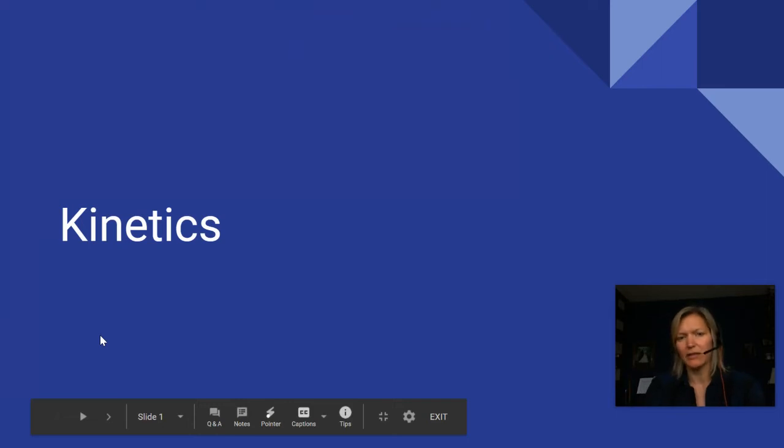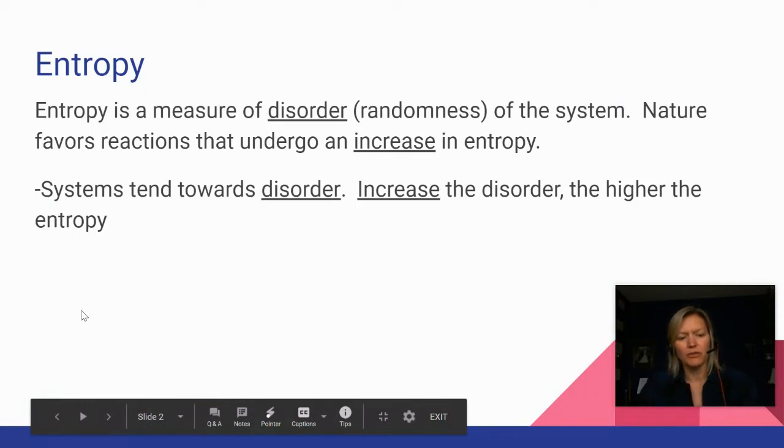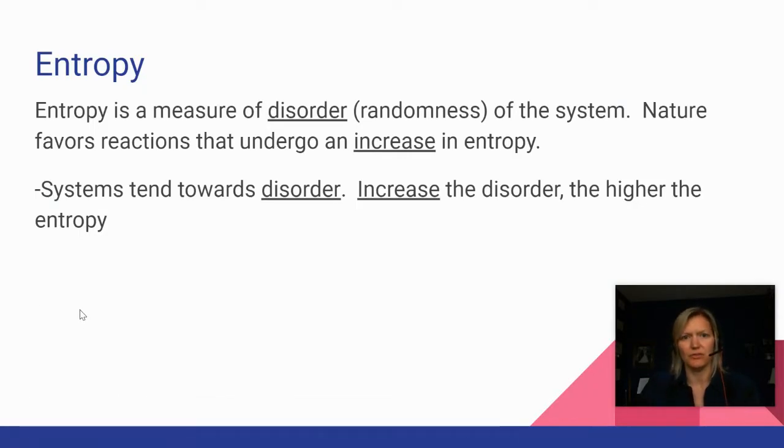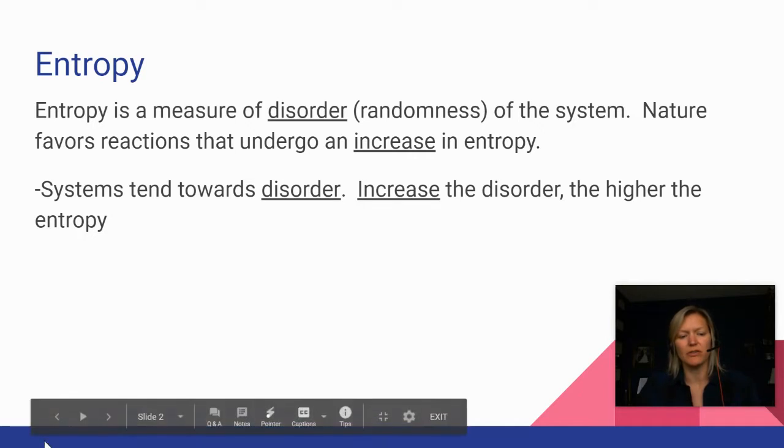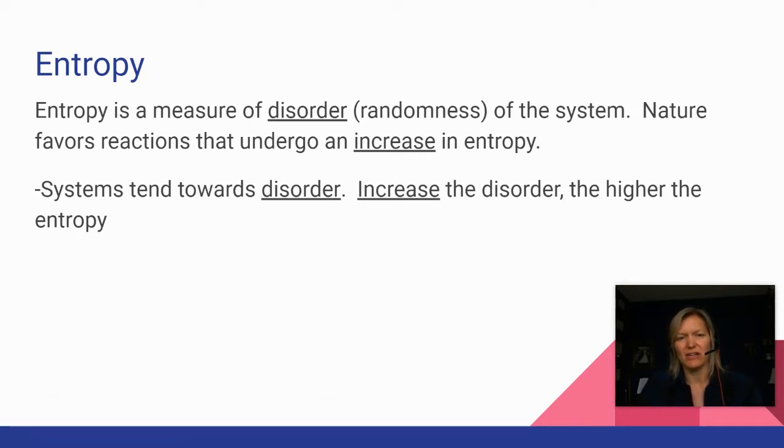Hi everyone, we're getting into the unit on kinetics. So let's take a look here at a few things that are going to be coming up. First of all, entropy. That's our first thing. It's a measure of disorder. Disorder is how random things are. Everything in nature tends towards an increase in entropy.